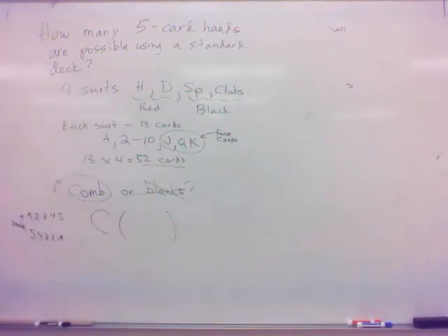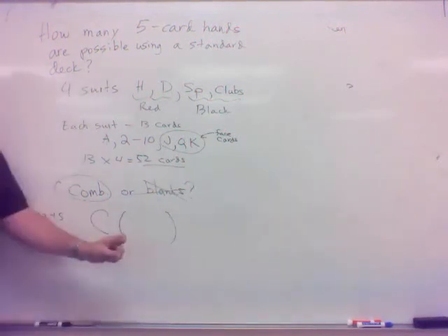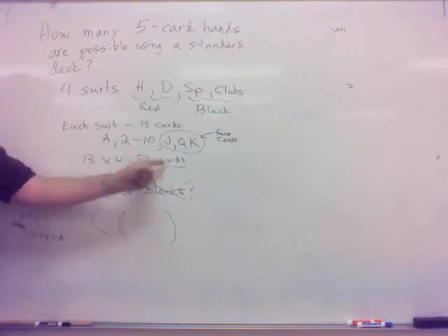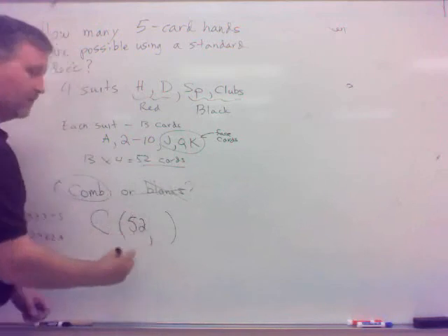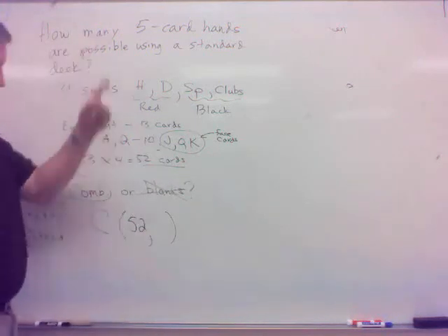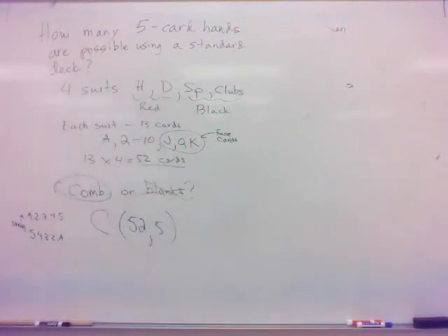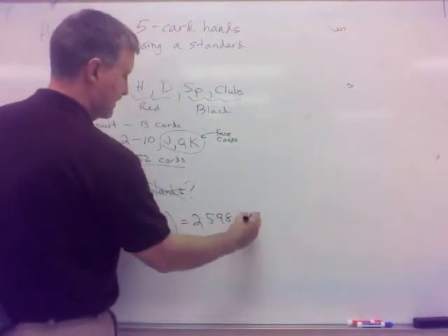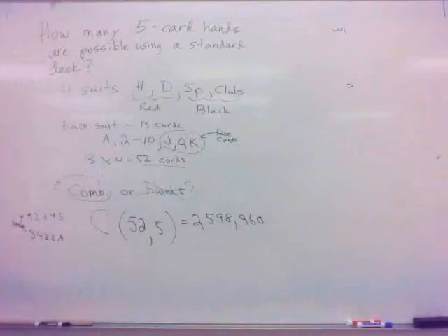Now, what are my numbers? What's the first number? How many cards are there to choose from? 52. How many do I want at a time? 5. Combination, 52, 5. That's going to be 2,598,960. Did you get that? Okay.